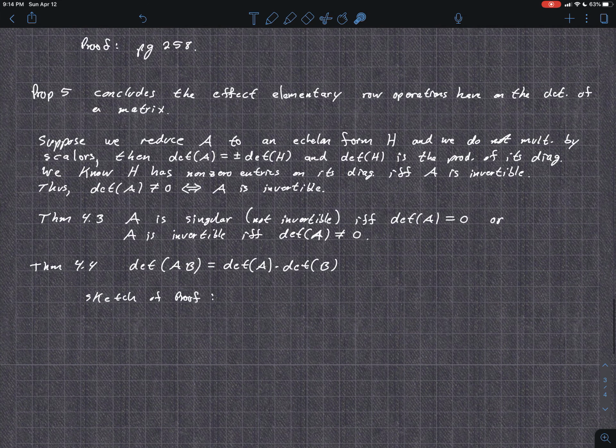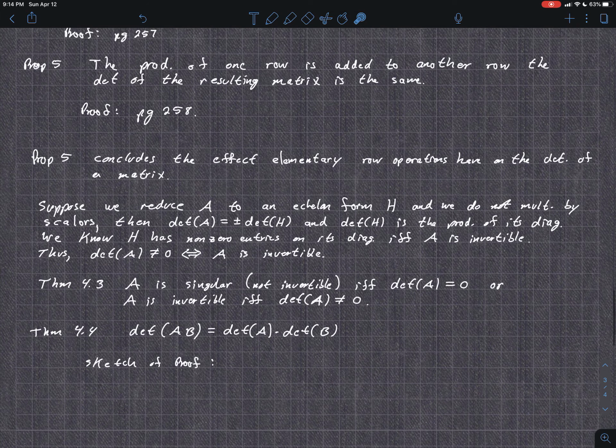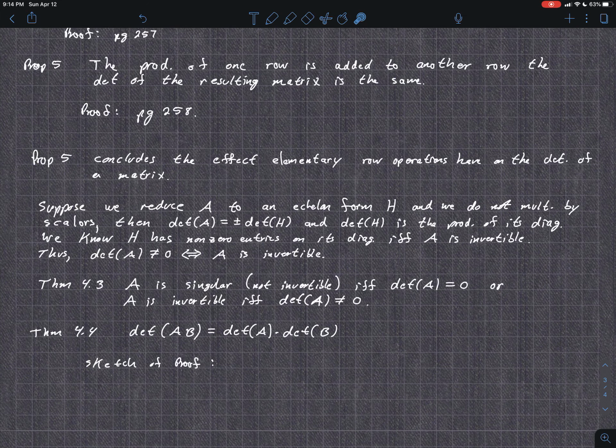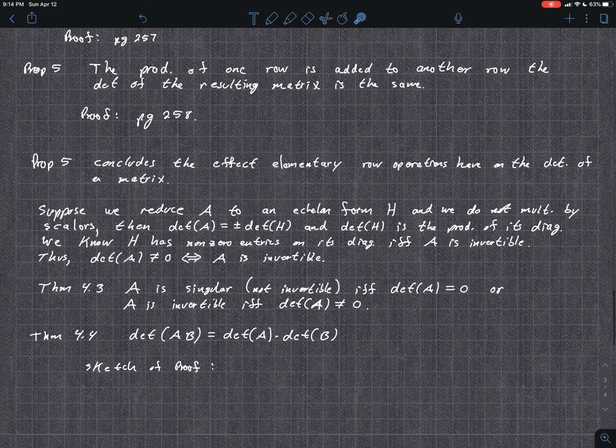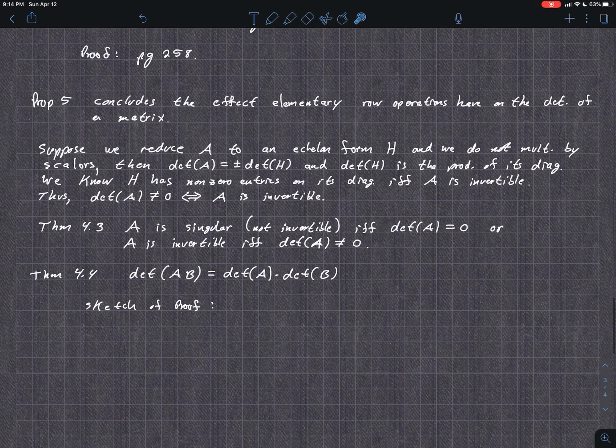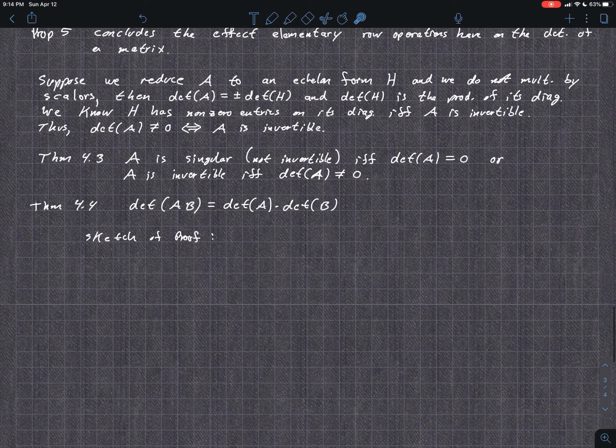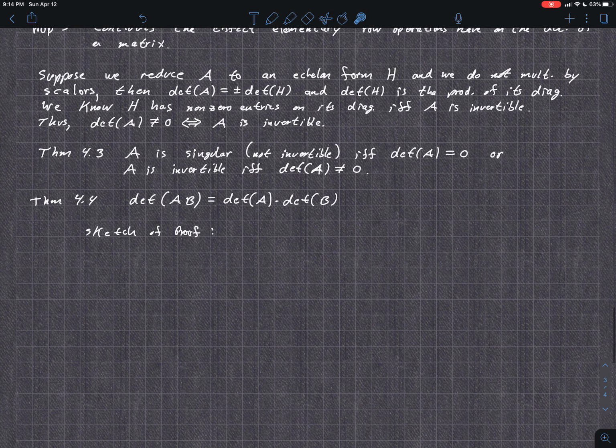Okay, then property 5, I was just describing what we just did. Property 5 concludes the effect elementary row operations have on the determinant of a matrix. So you need to be aware of all of those properties as we do stuff. The next one has to do with Theorem 4.3.